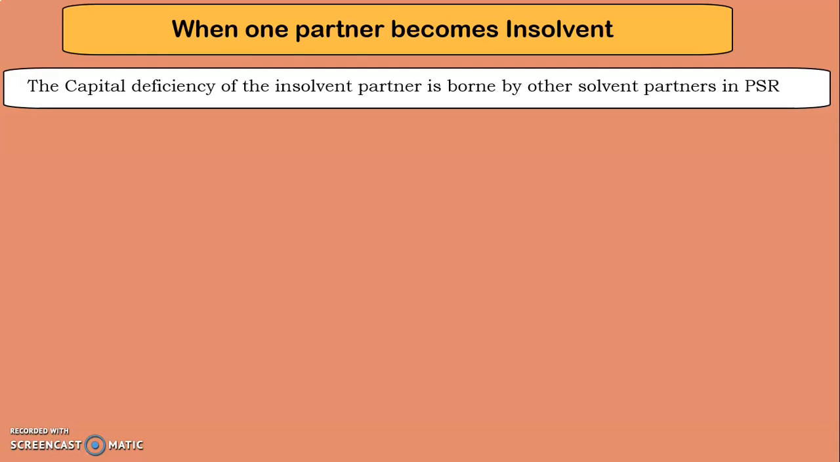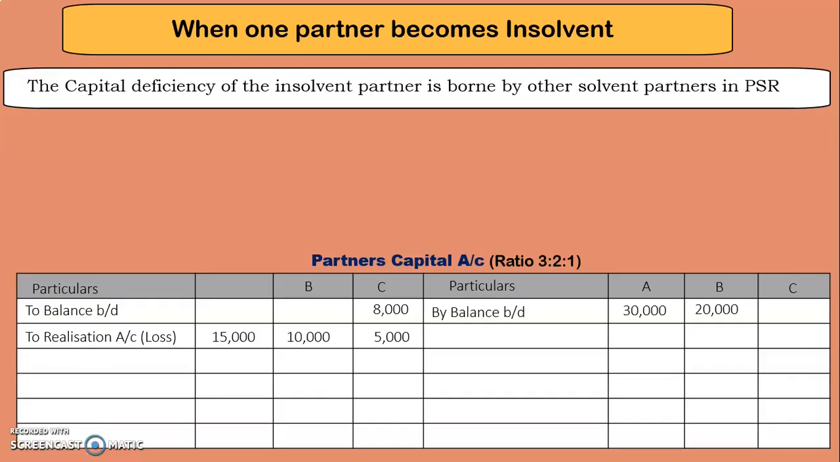Let's take for example, this is a partners' capital account of ABC. They are sharing profit and loss in the ratio of 3:2:1. The opening capital balance of partner A and B is 30,000 and 20,000. C is having a debit balance of 8,000. The realization loss is given. Now here, the partner C has turned out to be insolvent.